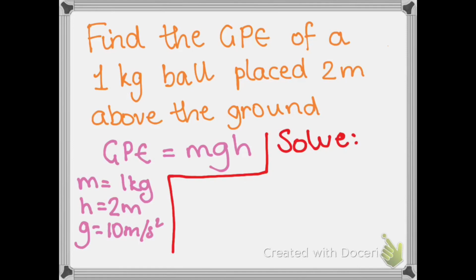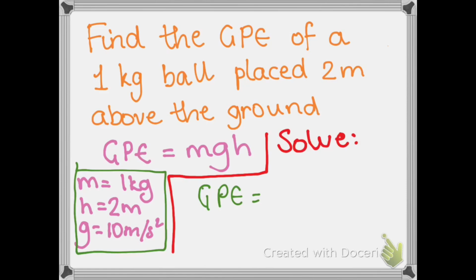So all I've done is I've substituted the values we've got before and put them here. And now we're just going to substitute them into the formula. So we have GPE, which is equal to mgh. So our m is 1. And then our gravity is 10. And then our height is 2. And then we have to find the total.